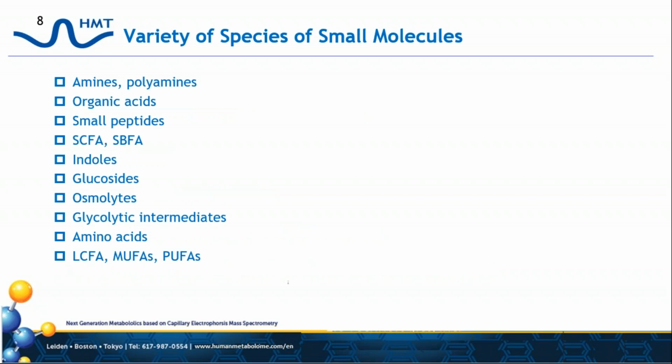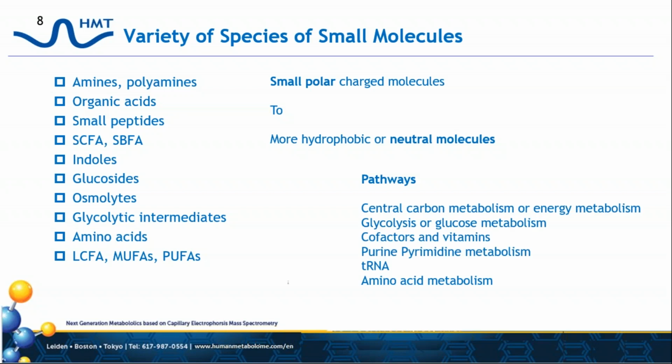These specific small molecules or metabolites associated in the microbiome run a large range of chemical families. They include amines and polyamines, organic acids. Many of these are polar and charged, phosphates, sulfates, small chain fatty acids, osmolytes, which come in many different varieties, amino acids and their derivatives, as well as longer chain unsaturated fatty acids. Again, these are small polar charged molecules to more hydrophilic or neutral molecules.